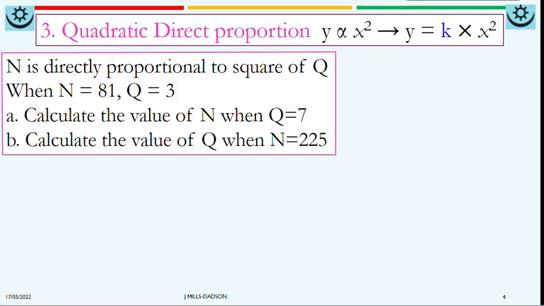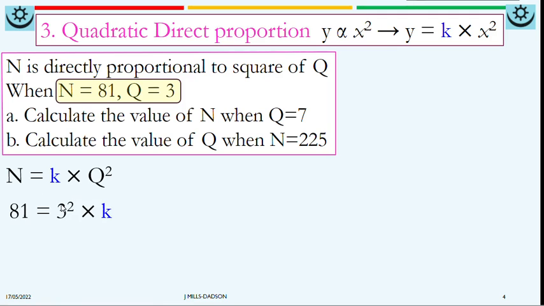Here we've not been asked to do the formula, but it's really important that we get the formula to help us really structure our working out. So we state the proportionality formula. Remember, this time it's quadratic, so it has to be Q squared, because N is directly proportional to the square of Q. So that's N equals k Q squared. Replace 81 and 3 into this equation to find k.